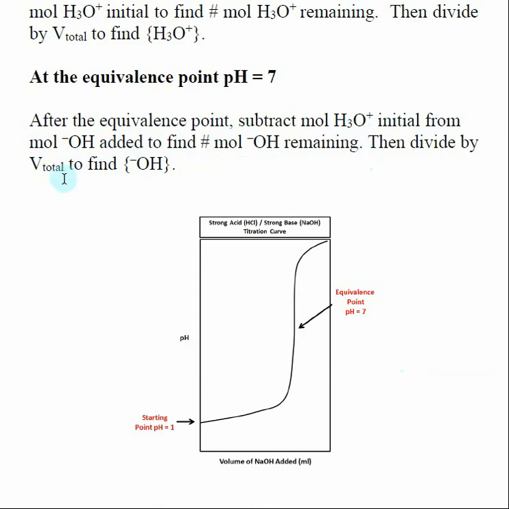Then you divide by Vtotal to find the concentration of hydroxide. From that you find the pOH, and then from that you find the pH. So you can see here after the equivalence point the pH still climbs quite drastically.